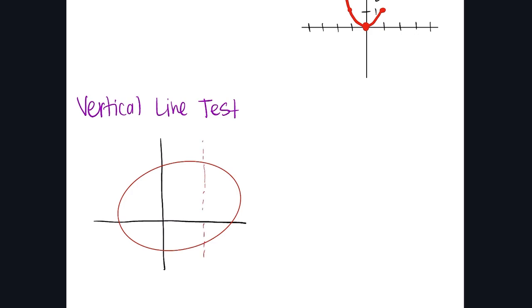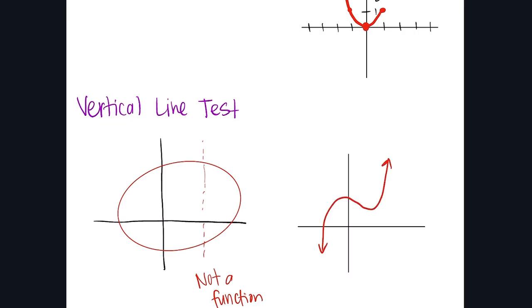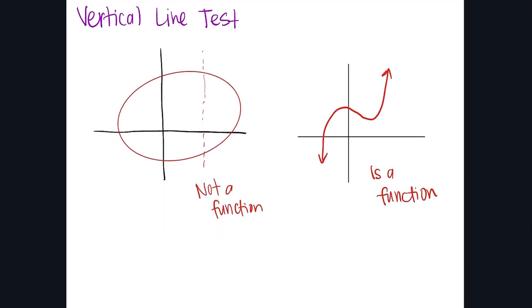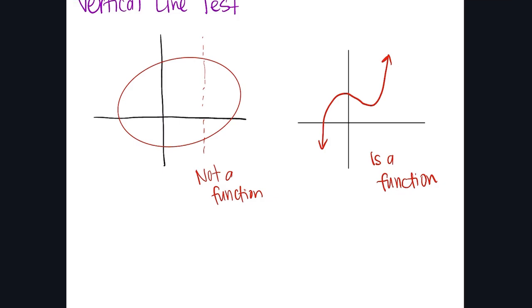Yeah, if I draw a vertical line right here, this is not a function. But if I give you a graph, something like this, just make up some random thing. Is this a function? Yes. Okay. So we've got our vertical line test. If I give you a graph, just look at it and see, does a vertical line cross it more than once?